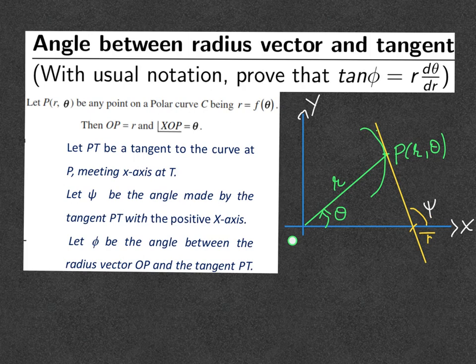So now you can note the angle between the radius vector and the tangent. This is the radius vector, and the tangent, the angle between them can be written as phi. Now from the diagram you can say that psi is the outer angle, meaning exterior angle. It is equal to the sum of the opposite interior angles. So you can write that psi is equal to theta plus phi.